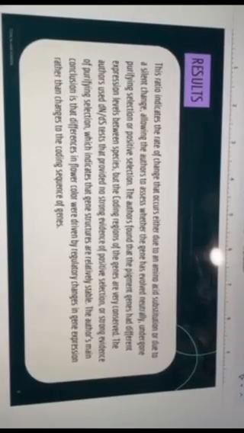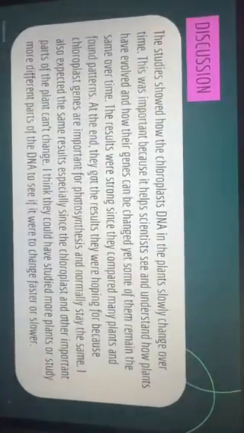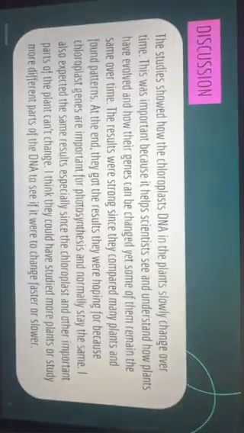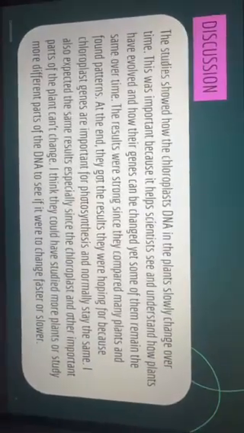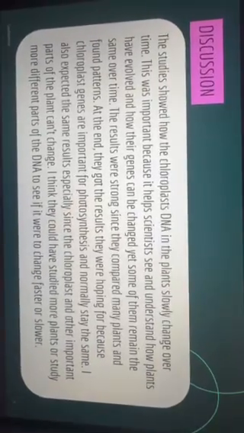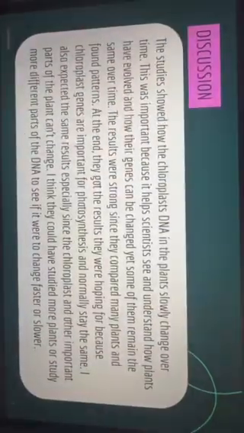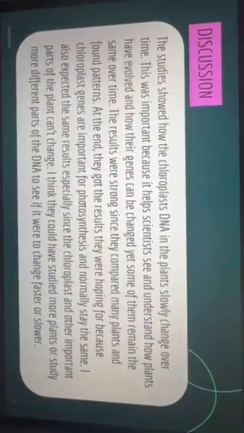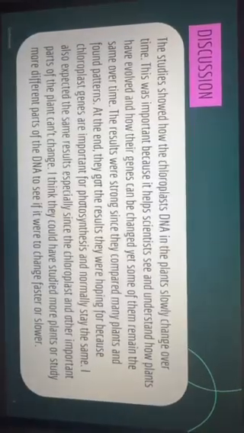The authors' main conclusion is that differences in flower colors were driven by regulatory change in the genes' expression rather than change to the coding sequence of genes. The study showed how the chloroplast DNA in the plant slowly changed over time. This was important because it helps scientists see and understand how plants have evolved and how their genes can be changed, yet some of them remain the same over time. The results were strong since they compared many plants and found patterns.